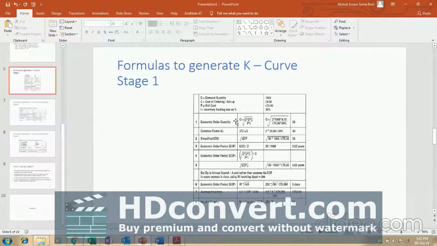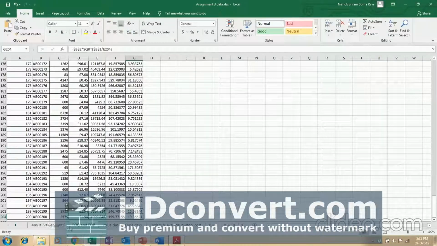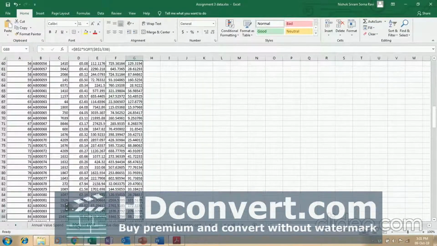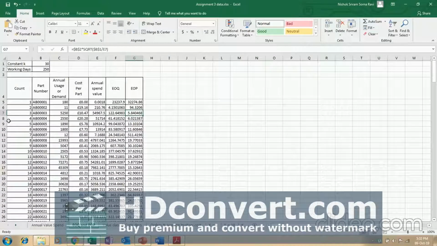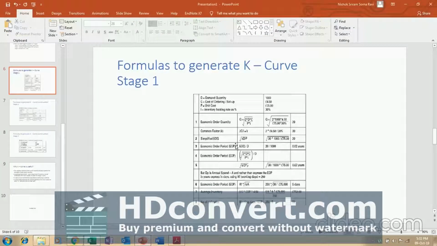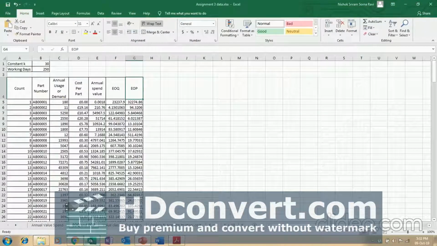So now let's see an example, calculating the EOQ and EOP. So these are the data. We have a constant K and number of working days as 250, which is also a constant. Now to calculate EOQ and EOP, the simplified formula which we found is square root of K into D divided by P. This formula is now substituted over here.